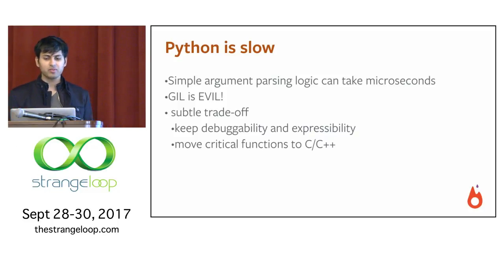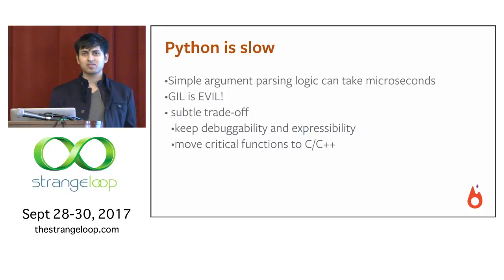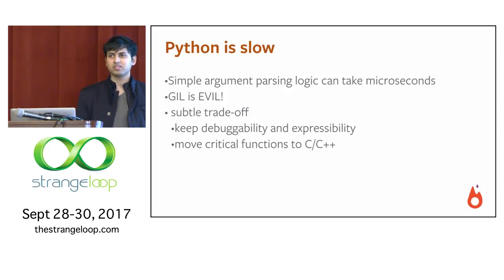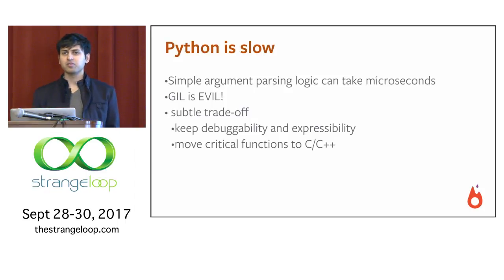So the reason we went with Python instead of using C++ directly is because Python is the most popular data science language. And it's very convenient for all of our users to use Python, but we have to make these constant trade-offs and fight Python all the time.